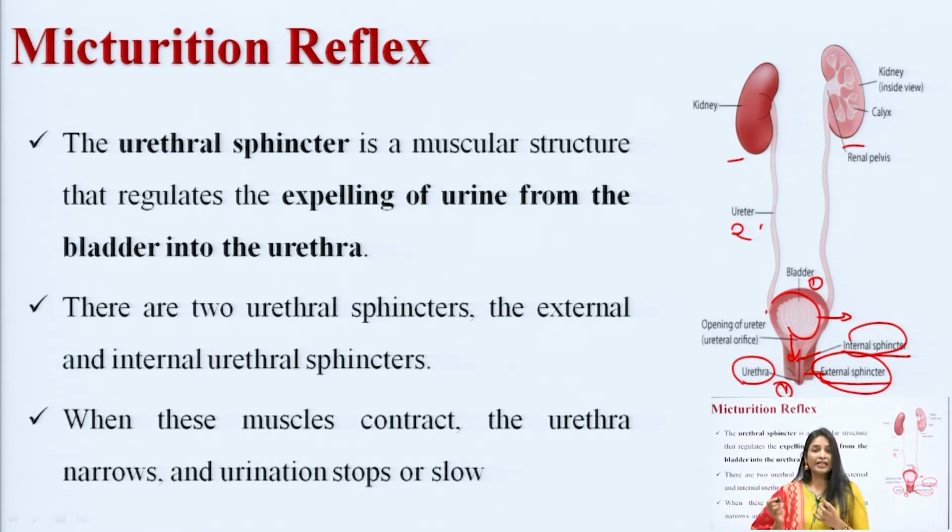When these muscles are contracted, just imagine when this muscle is contracted, the urethra will become narrow and the urine will be stopped. And when these muscles are relaxed, the urethra will be widened and the urine will pass out.